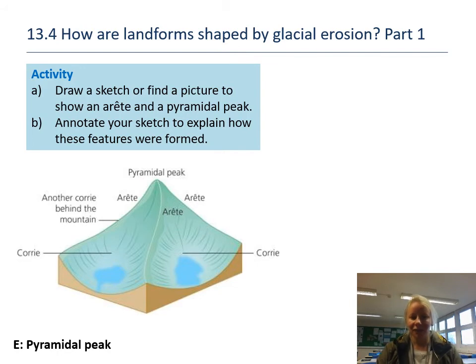So your last task for today, Year 9s, is to either draw a sketch of these arêtes and pyramidal peaks, or you might like to use the internet to find a picture similar to this one that you can copy and paste into your work or draw from that. I'd then like you to annotate your sketch to explain how these features are formed. So remember that an arête is formed when two corries are side by side along the mountain.